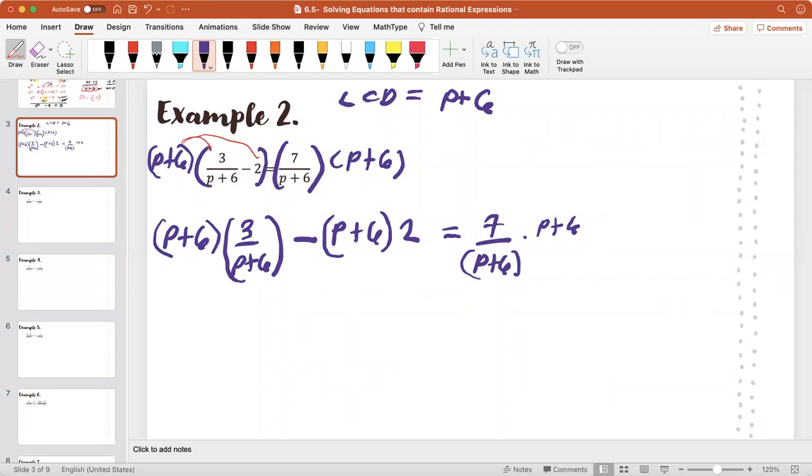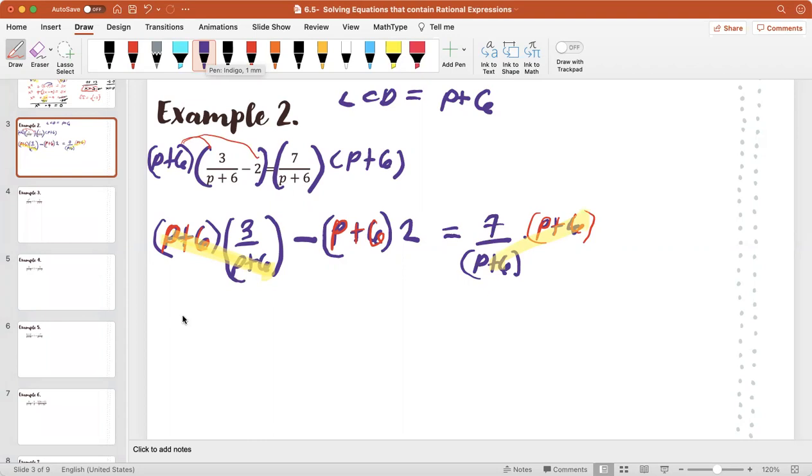Should change the color for your p plus 6 so we can recognize our equation now. Let me change this to red. And we can do cancellation now. We could cancel p plus 6 here. So we are clear with denominators. Let's write what we have left. What are we left with?